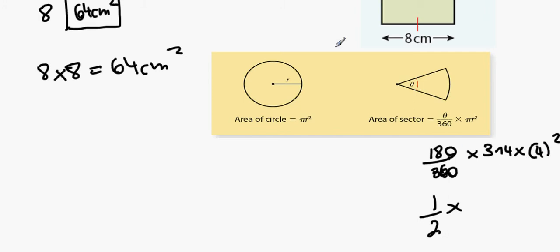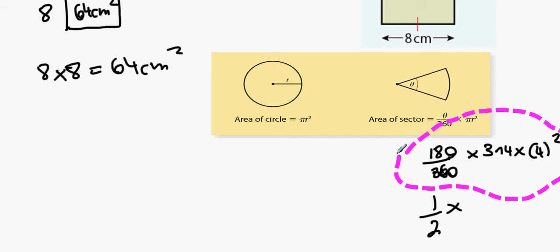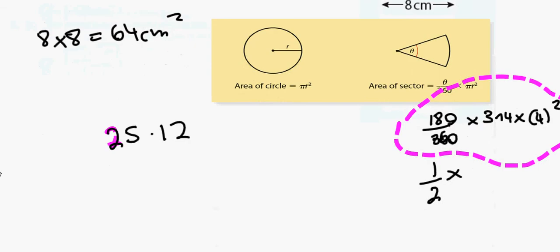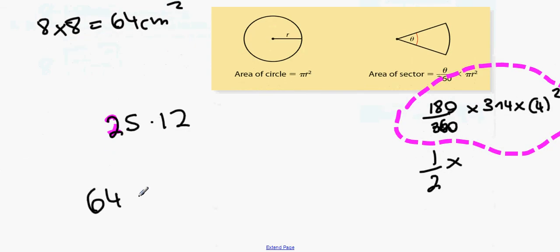So you can just put all of this into your calculator exactly as it looks. So it's going to be 3.14 multiplied by 16. So the area of this is going to be 25.12. So now we've got to add both answers together to find the area of the figure. So 64 plus 25.12.